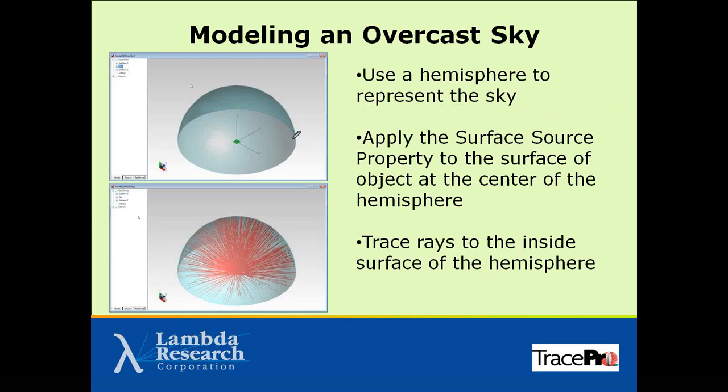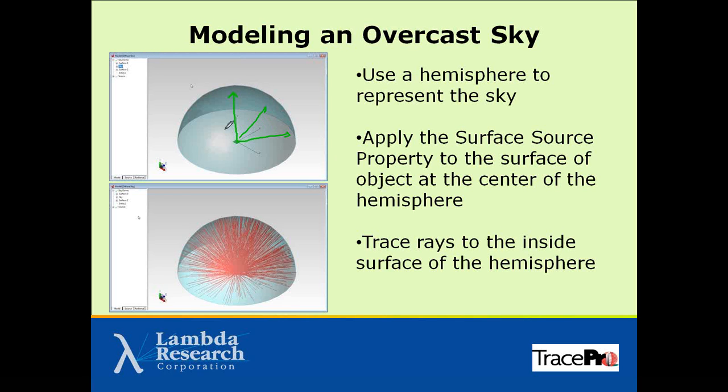So what I did in TracePro then is I defined this hemisphere to be my sky, and in this case it's much bigger than my model. I think this is like 10 meters or so in diameter, but you could make this as large as you need to encompass the model you're working with. I put an object here at the center of this hemisphere that I'm going to use as my emitter, and what I'm going to do here is apply that surface source property, and I'm going to trace rays from this source to this hemisphere.